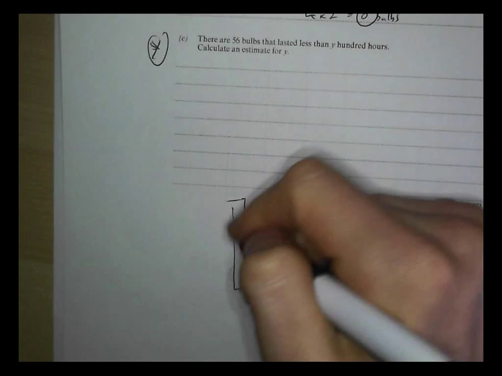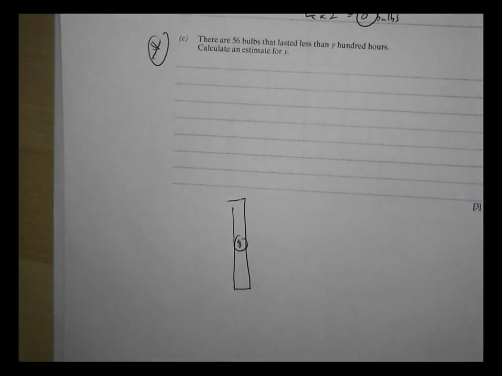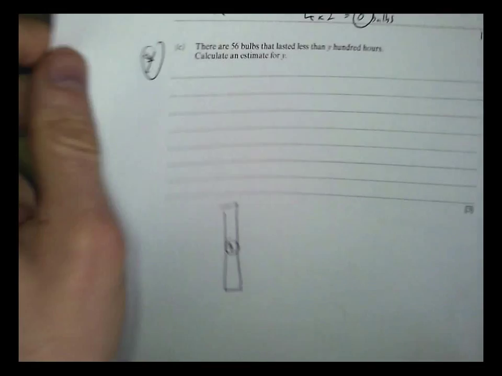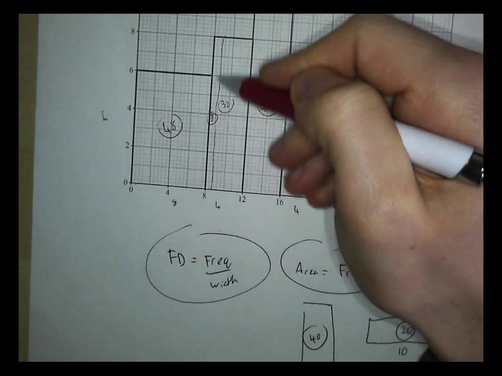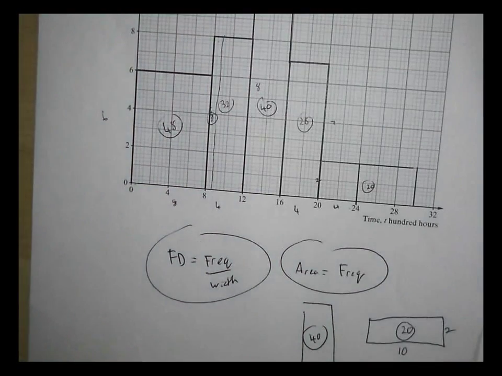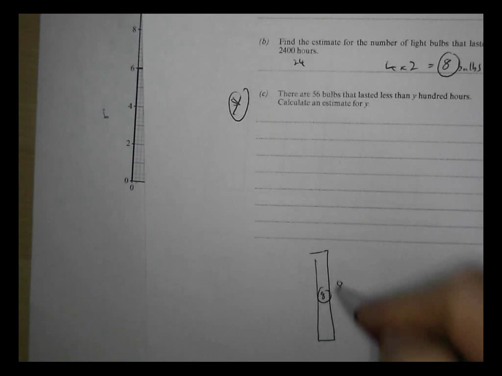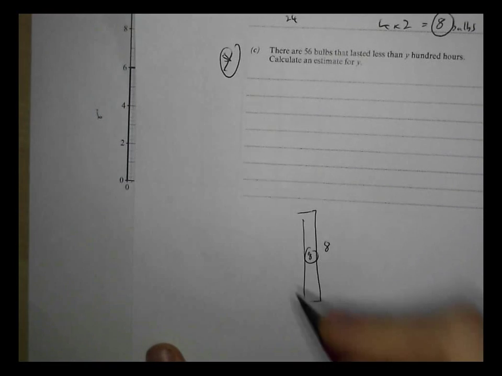And I know I need that rectangle to have an area of 8. I know it's the extra 8 bulbs that I need. I also know the height of that rectangle. It must have a height of 8. I can see it there. It's got a frequency density of 8, so it's got to have a height of 8. So what's my width got to be? My width has to be 1.